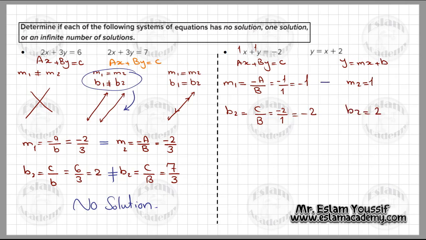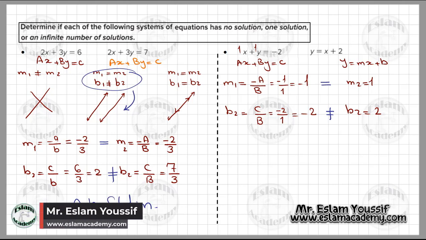You will find that m1 is equal to m2 and b1 does not equal b2. Once we have the slope equal to the slope and the y-intercept not equal to the y-intercept, it means the two lines will be parallel. Once we have two parallel lines, it means there is no solution.